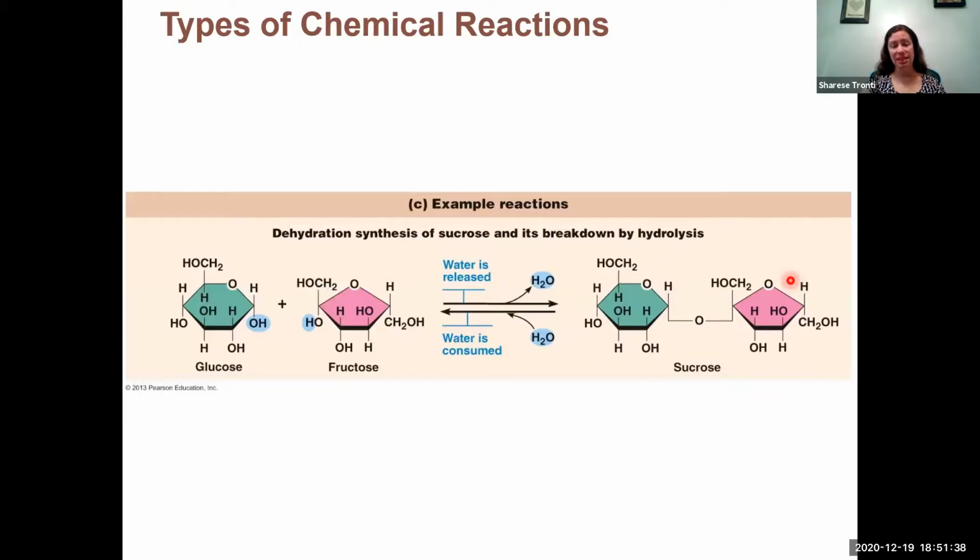Here's a specific example. If we take glucose, and you notice the OH here, and fructose and the OH here, we remove the OH and the H, which releases water, and put that together with the oxygen in the middle and two covalent bonds to make sucrose. And then you can do the exact opposite. You can break it apart through hydrolysis, bring that water in, and that's going to add the hydrogen and the OH on the other side. So this is the formation and breakdown of sucrose, which is table sugar.